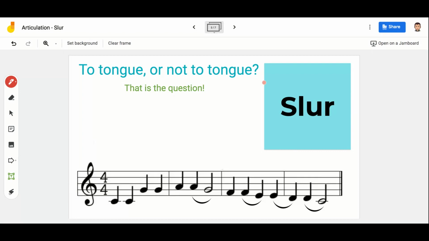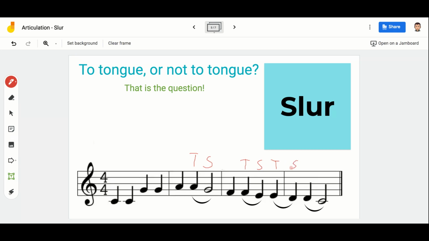First, the music, right? So this song should be familiar. Here it is with no slurs. So that was with no slurs. I just played the notes. If I look at this music and these slurs are there, I need to play the game. To tongue or not to tongue? That is the question. So here's my first slur here. I know I need to tongue the first note and slur the next note. Here's another one. Tongue, slur, tongue, slur.